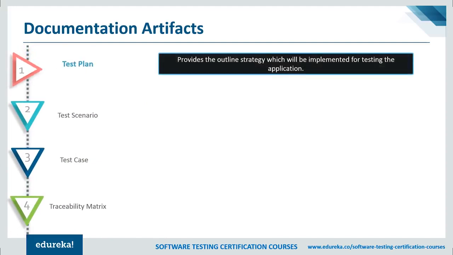First, test plan. Test plan provides the outline strategy which will be implemented for testing the application, and the resources which will be needed are also described. It also holds the details about on which environment the test will be performed. So let's take an example of how you have to maintain a test plan report.